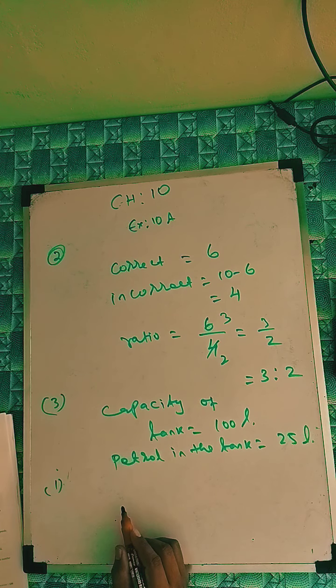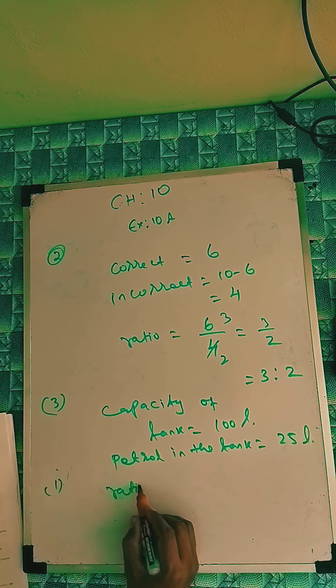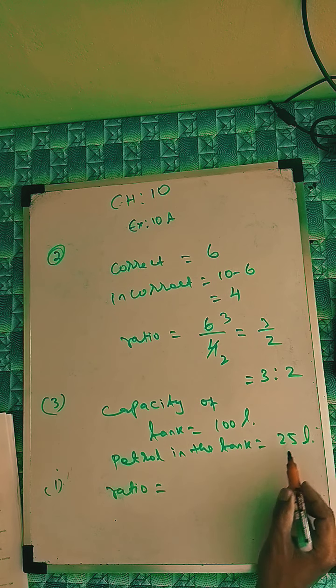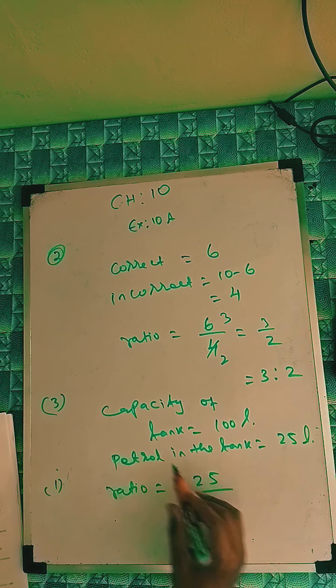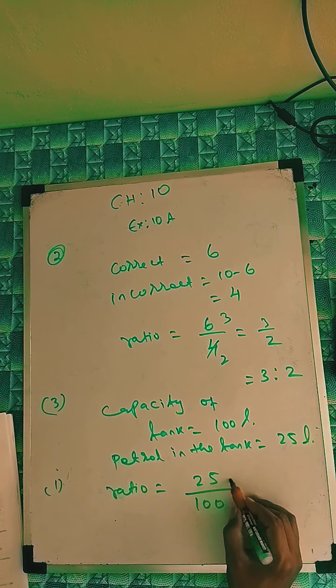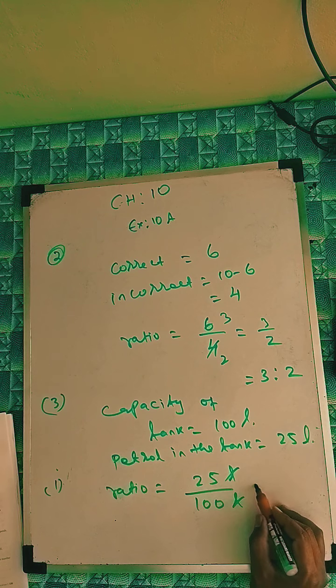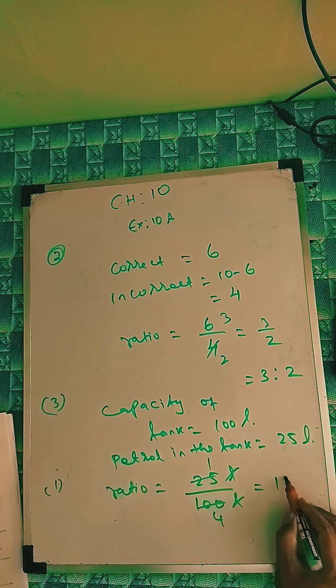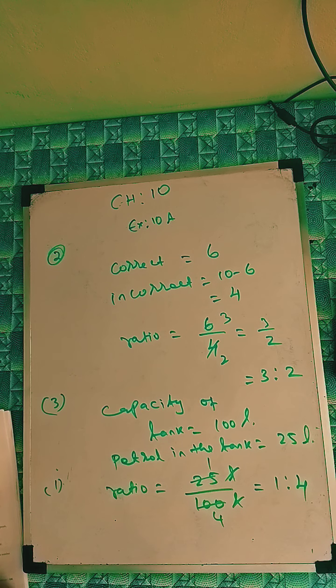The question: find the ratio of the number of liters of petrol in the tank to the capacity of the tank. So liters is 25 and capacity is 100. The unit liter will cancel. 25 how many times in 100? 25 4s are 100. So we can just write 1 is to 4.